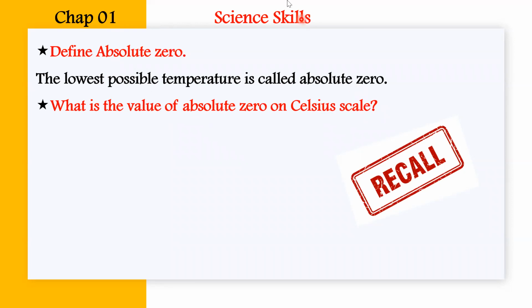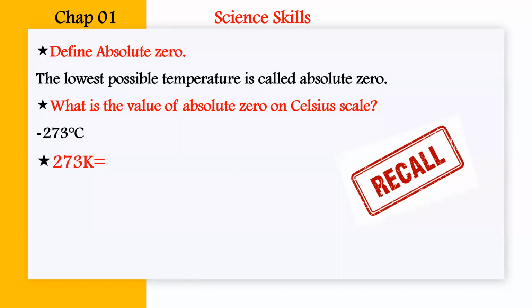Minus 273 degrees Celsius. Yes, very good. Minus 273 degrees Celsius. Okay. So 273 Kelvin equals to?